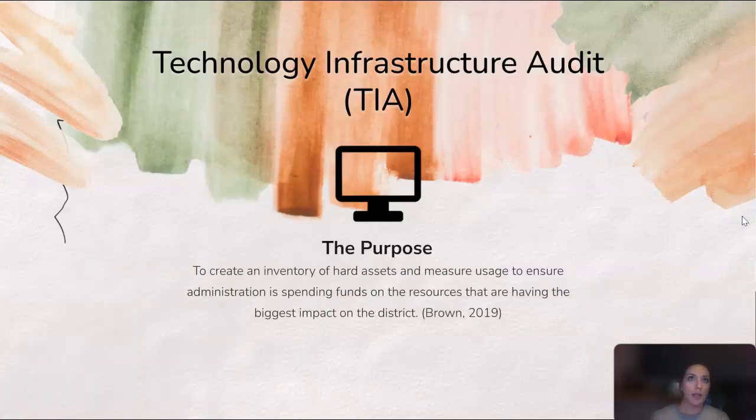So we are going to be looking at a technology infrastructure audit, or a TIA. The purpose of performing a technology infrastructure audit is to create an inventory of hard assets and measure usage to ensure administration is spending funds on the resources that are having the biggest impact in the district. This is something that Brown noted in her article, as well as discussion points around assessing technology operations, classroom technology, infrastructure design, staffing, and data flow.